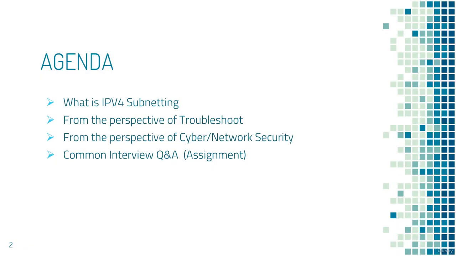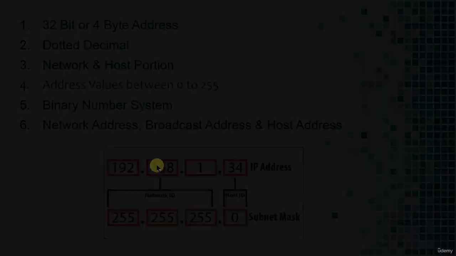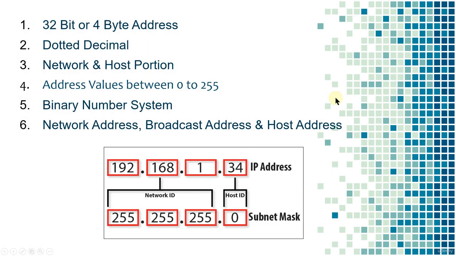Okay, so let's head over to the next slide, which is talking about the agenda. And this is very simple. We will talk about IPv4 subnetting from the perspective of troubleshooting and cybersecurity, and then in the end we have an assignment. The assignment is also very similar to the one that we have covered in the IPv4 header section. So let's head over to the next slide, which is talking about the size of the IPv4 address.